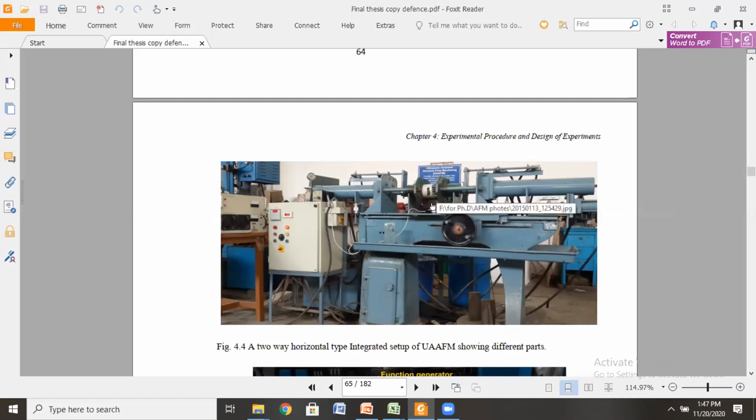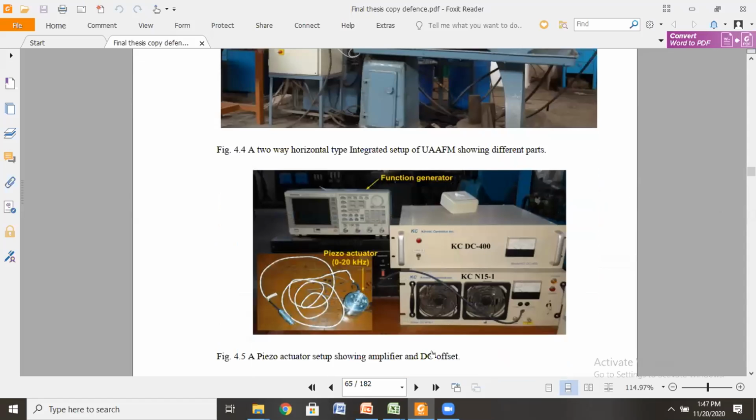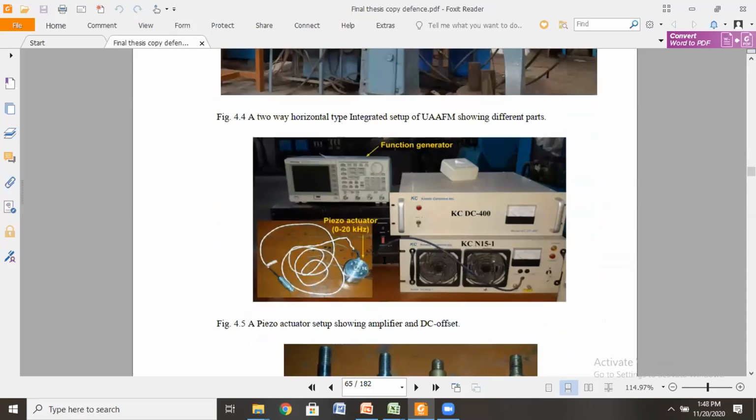We got it from Kinetic Ceramics in the USA. It costs around 20 lakhs, and it is under a DST project. So this is how we developed the setup: we designed it and simulated it in order to finalize.